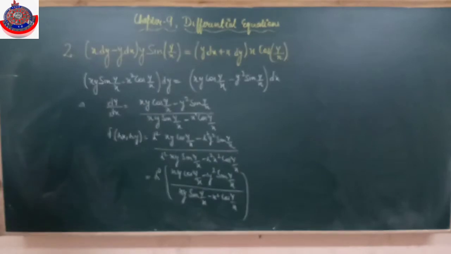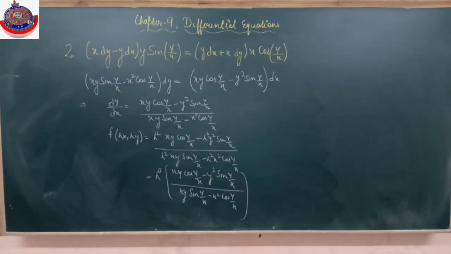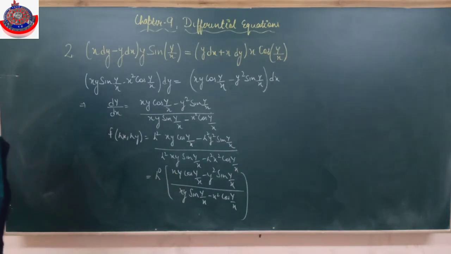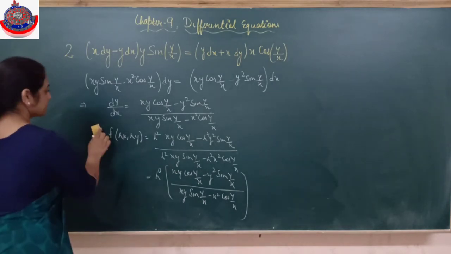Clear? So that's our homogeneous equation, because f of lambda x, lambda y becomes lambda raised to power 0 times f of x, y. So that means this is my homogeneous equation, and I will proceed in the same way.